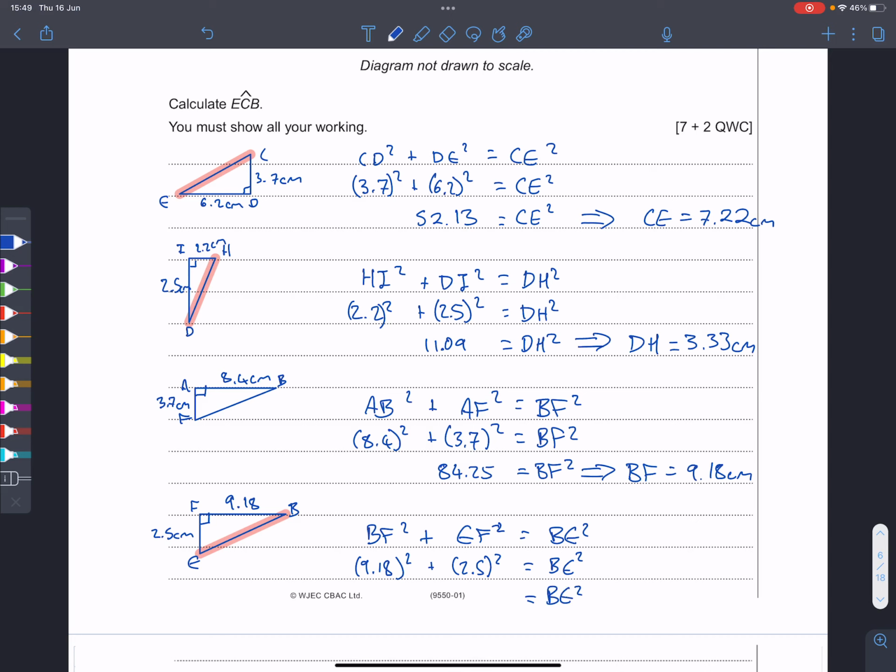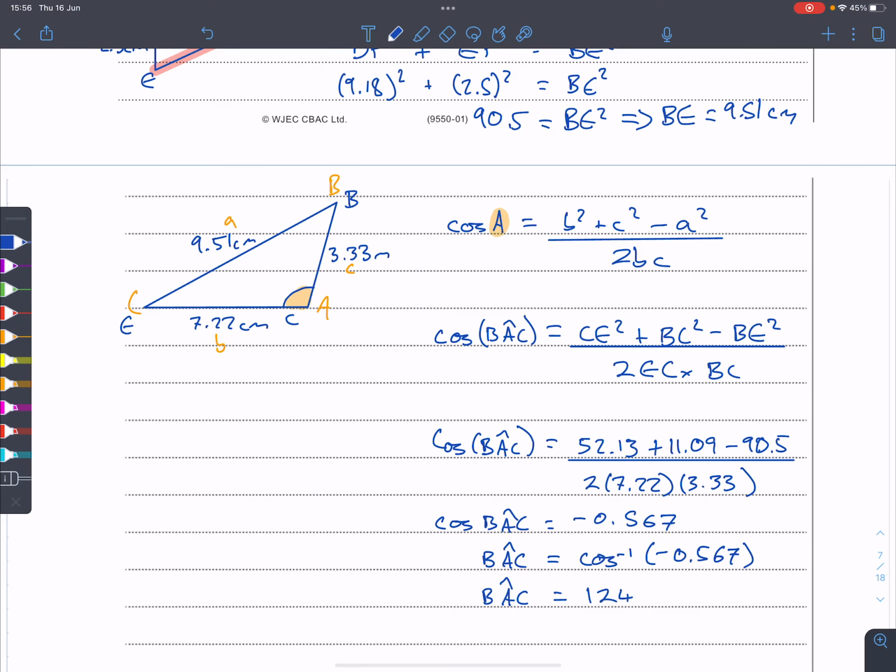So that's, well, BF all squared, well, we've actually got an expression for that there. It's 84.25 plus 2.5 squared. So we've got 84.25 plus 2.5 squared is 90.5. And then if I square root both sides, I get BE is going to be root of that, which is 9.51. Okay, so I now have that. Very long, but this is what you should be getting.